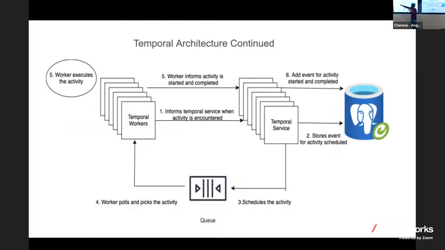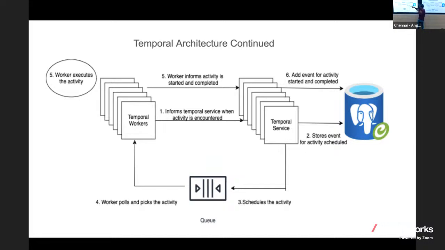So as I said, the Temporal workers are your application. Whenever your application encounters a Temporal workflow or activity, it informs the Temporal service that there is an activity which it has encountered. So it stores the event for that activity in the DB, and then it schedules the activity in something called a task queue. And the worker picks up the activity from the queue. As I've shown you, your application, you will be scaling it as per your requirement, right? So any worker can schedule an activity and any worker can pick up. Whichever worker is free will pick up the activity and execute it. And once that activity is executed, it informs Temporal back that the activity started and completed, and that is stored back in the DB.